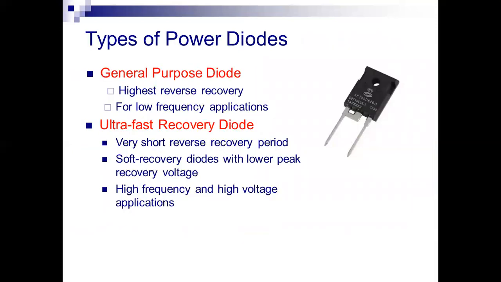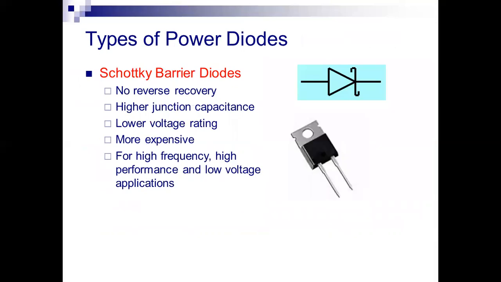Types of power diodes: a general power diode has the highest reverse recovery time, for low frequency applications. Ultra fast recovery diodes have a very short reverse recovery period. Soft recovery diodes have a lower peak recovery voltage, for high frequency and high voltage applications. Schottky barrier diodes are also a type of power diode: no reverse recovery, but the highest junction capacitance and lower voltage ratings, and more expensive, for high frequency, high performance, and low voltage applications.